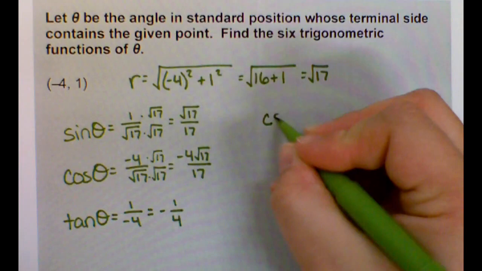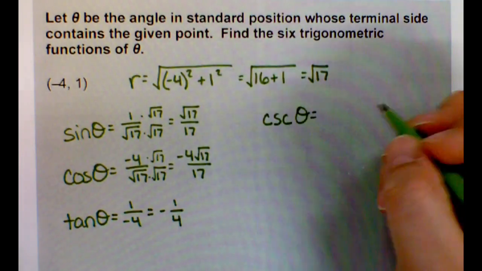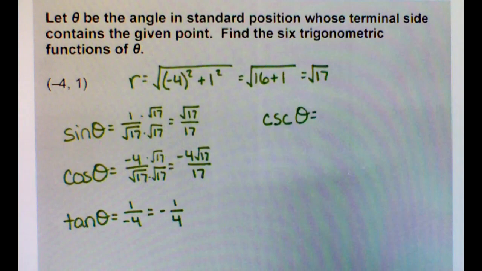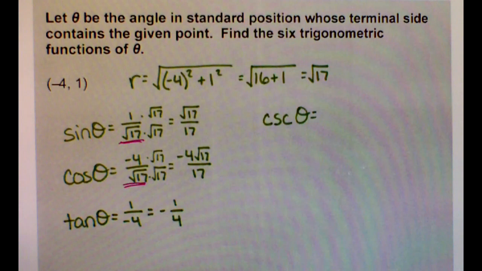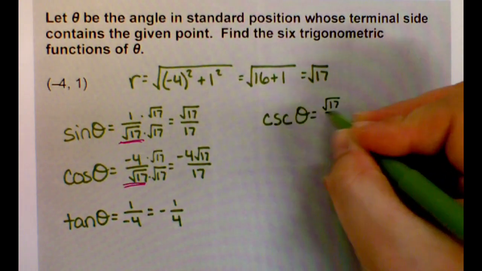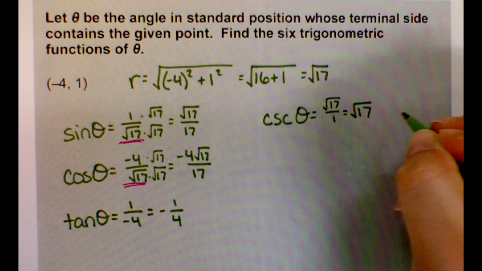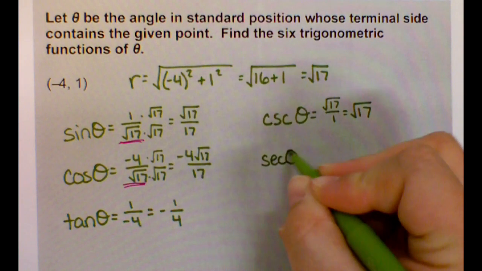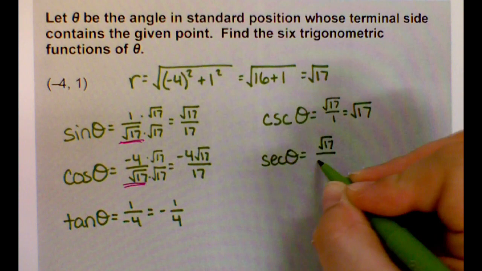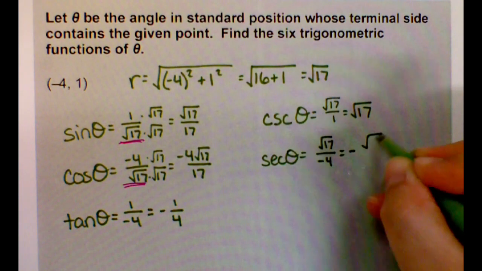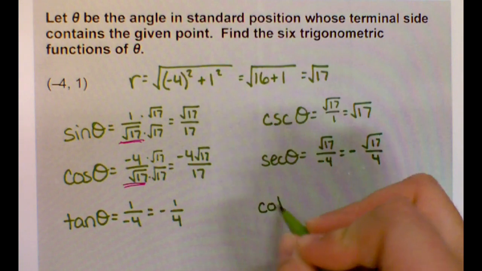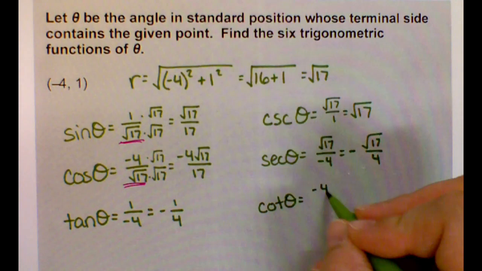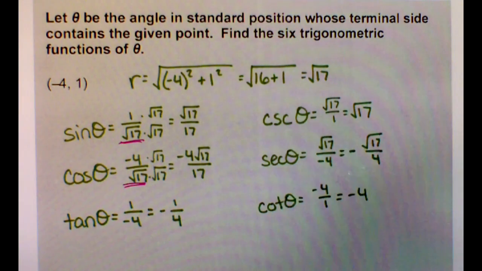Then our reciprocals, so cosecant of theta. You can take the reciprocal at any point in time. I strongly recommend you take it right away for both of them. We get square root of 17 over 1, which is just the square root of 17. For the secant, we get the square root of 17 over negative 4. The only thing here, float that negative out front. Negative square root of 17 over 4. And cotangent, we take the reciprocal, we get negative 4 over 1, or just negative 4. Should only have to rationalize the denominator twice.